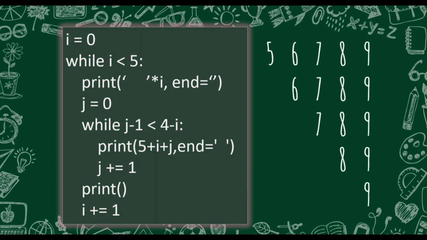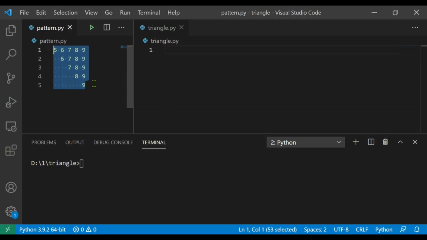In this video tutorial, we will see how to print the rectangle number triangle pattern. Let's move to Visual Studio Code and execute this pattern. We can see here in this pattern, every line begins with space characters.